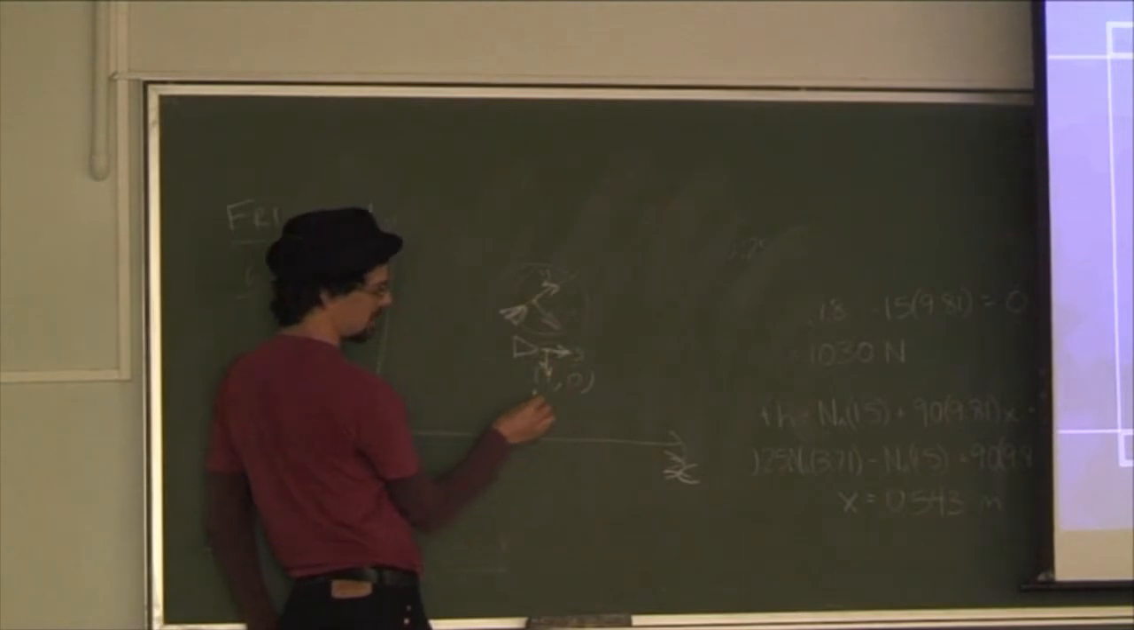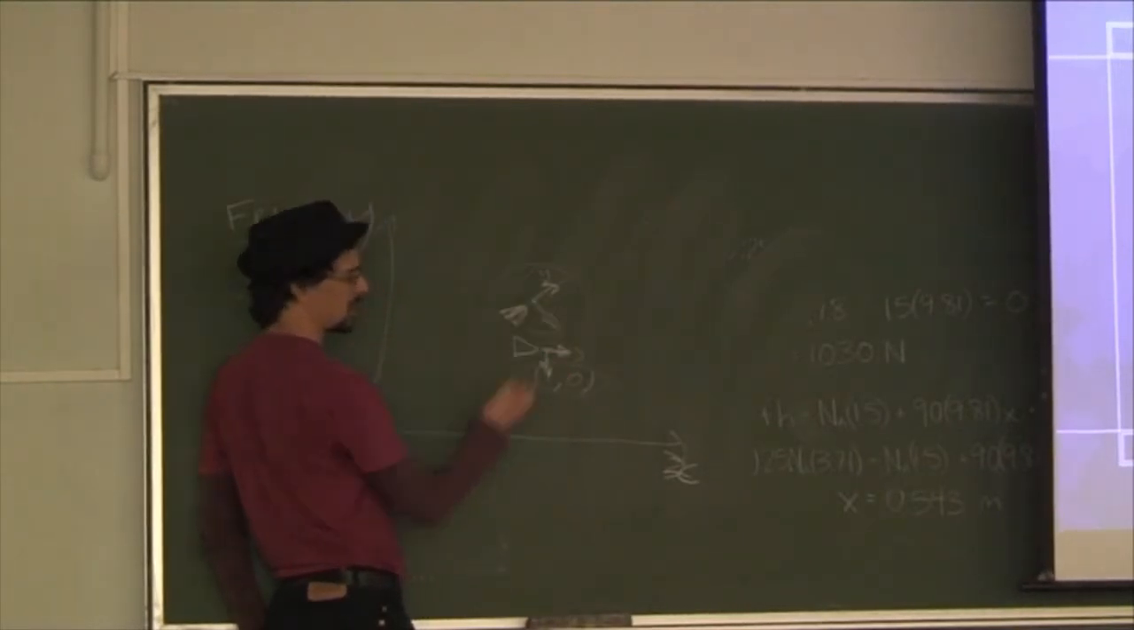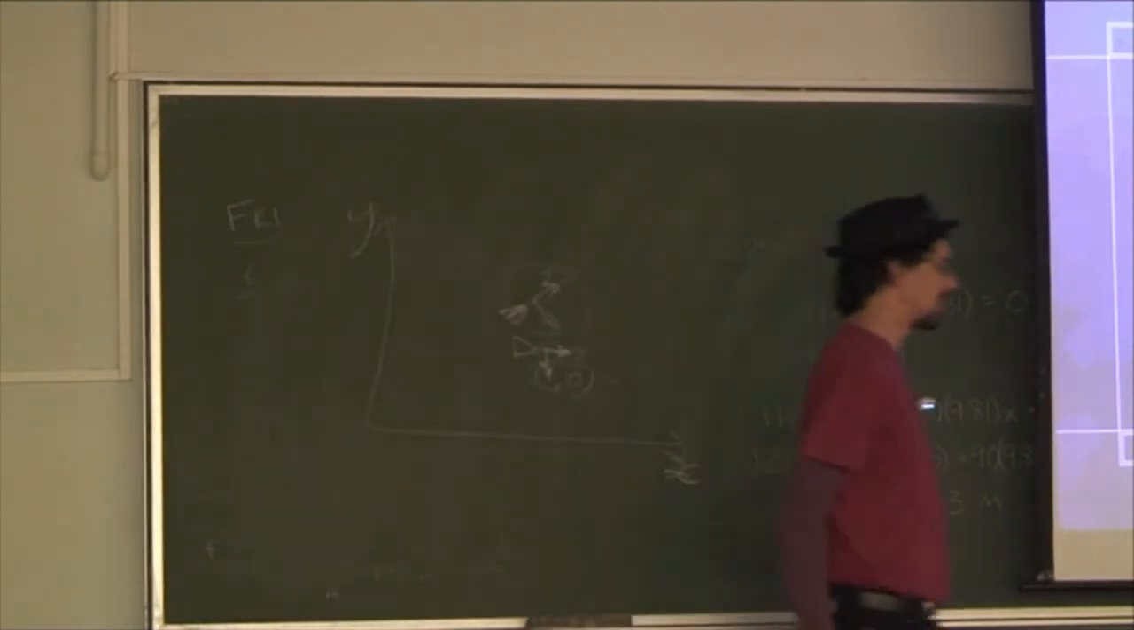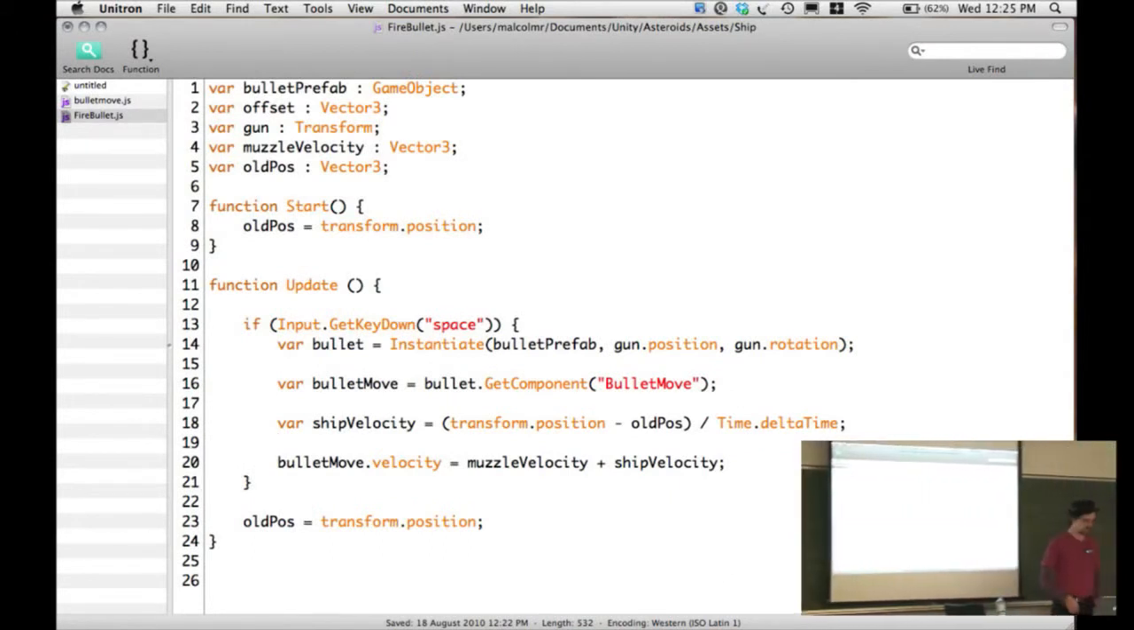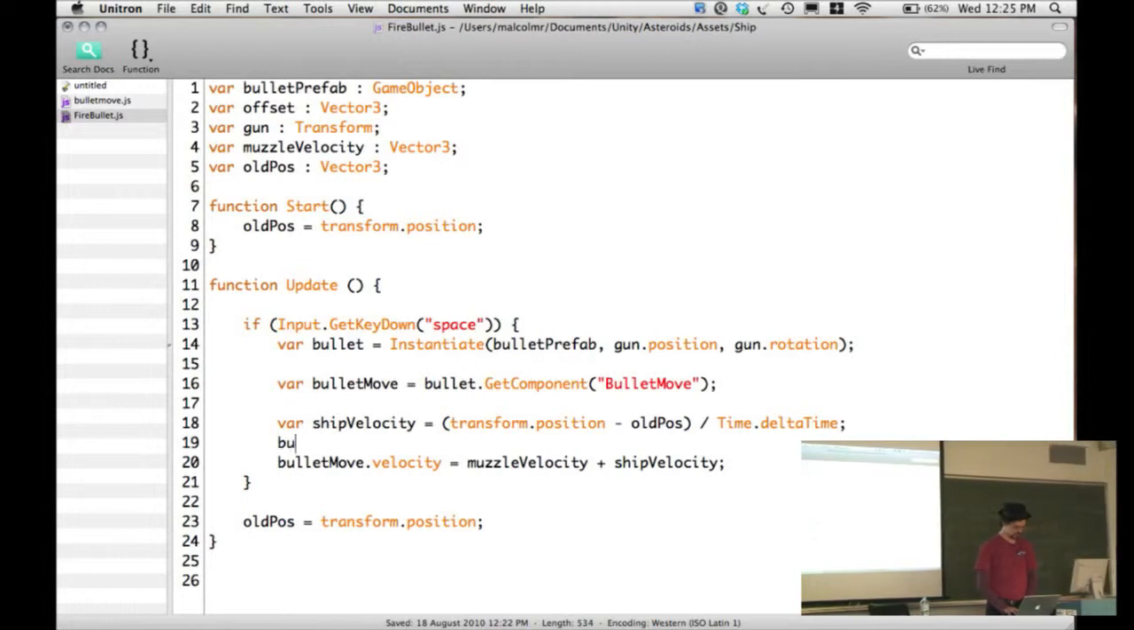So what we need to do is translate the ship's velocity from world coordinates into bullet coordinates. Now the good thing is that Unity provides us a method to do that immediately, so we don't have to worry about the maths behind that. All we have to do is say bullet.transform.InverseTransformDirection. I'm surprised I can remember that one. Ship velocity.